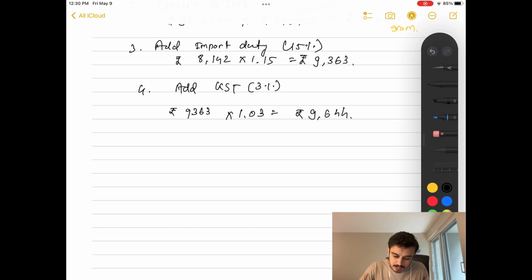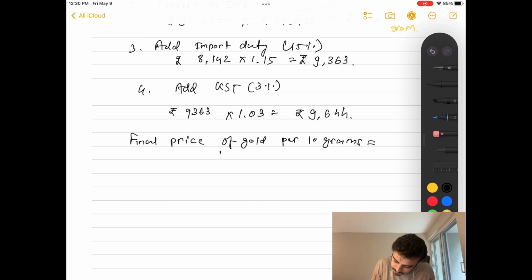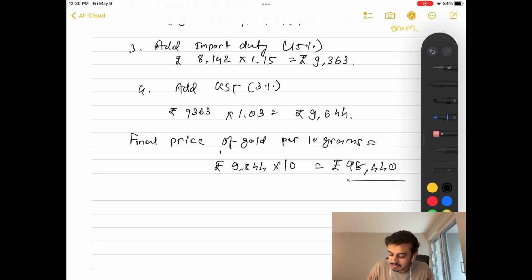Okay, now the final price of gold per 10 grams should be 9,844 multiplied by 10, which is equal to 98,440. This is the 10 gram gold price. That's what your jeweler charges.